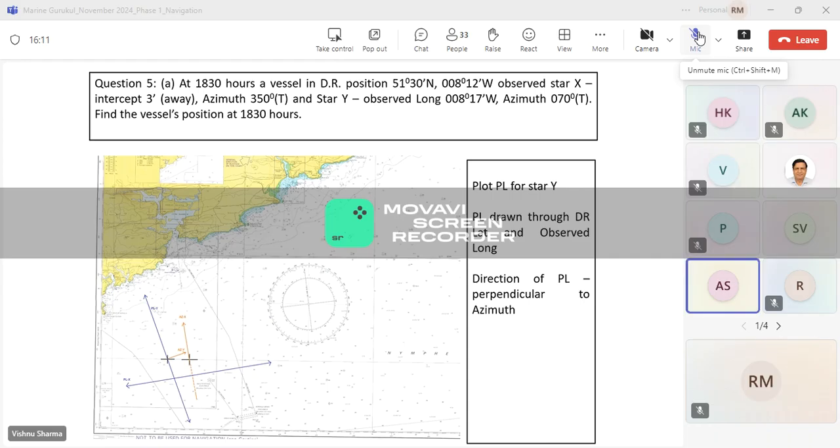Sir, please show the long by chron again. First, you tell me which is the point through which the long by chron PL is to be drawn, Rahul. Observed long is given, sir, and azimuth is given. I'm asking you, listen to my question. Through which point is the PL drawn for the long by chron method? Answer that question. From DR lat.